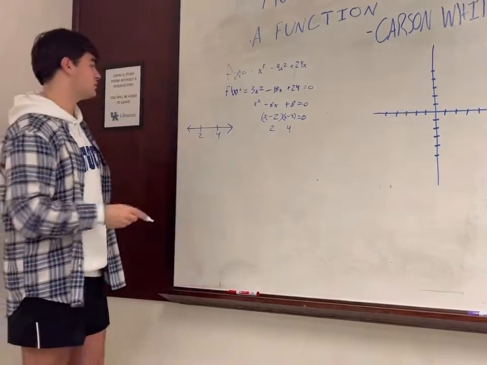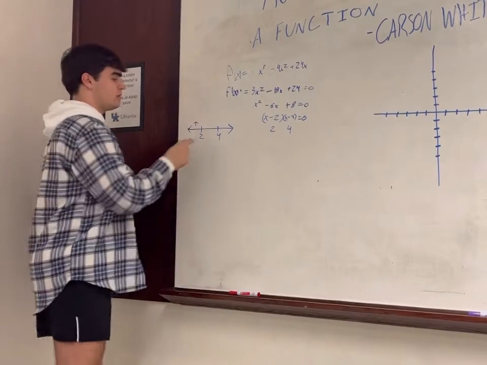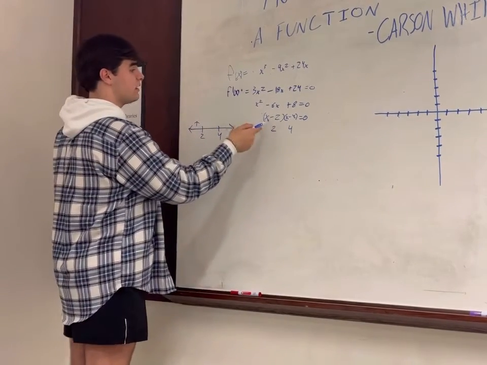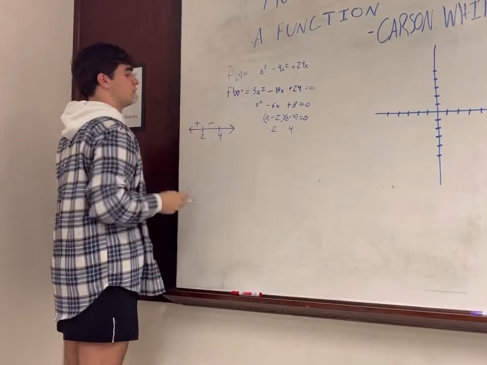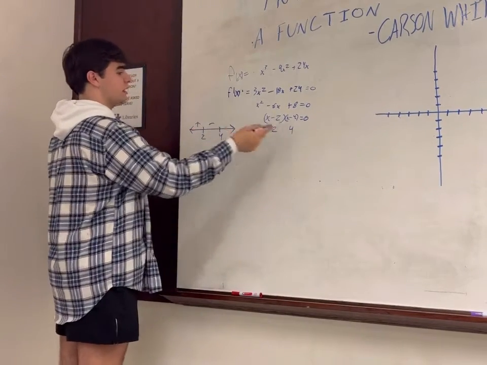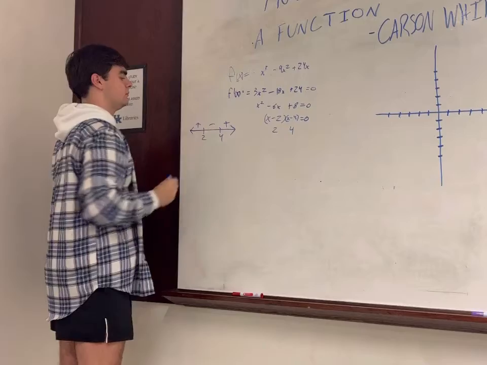and 2 negative numbers gives you a positive number. So if I plug in 3 here, this gives us a positive number and a negative number, which gives you a negative number. And if I plug in any value higher than 4, it's going to give us a positive number.